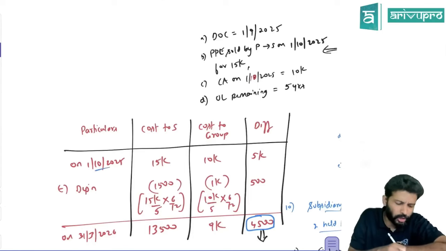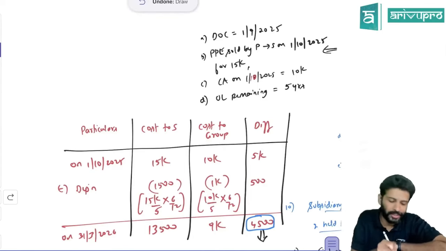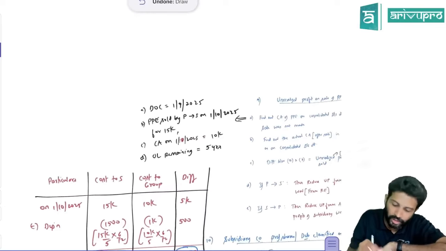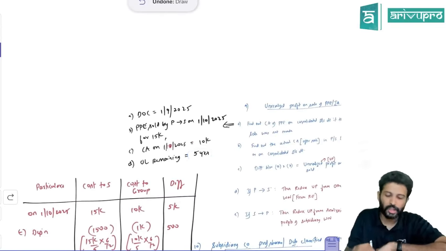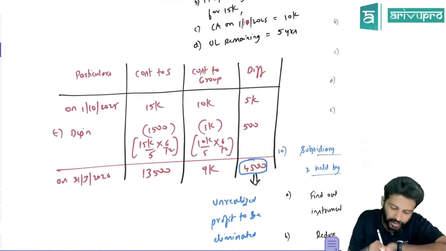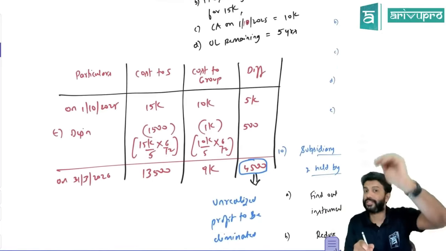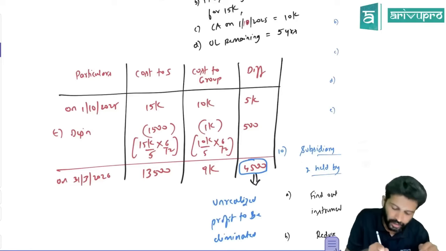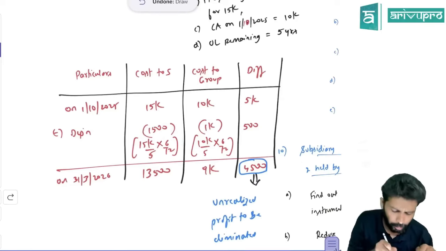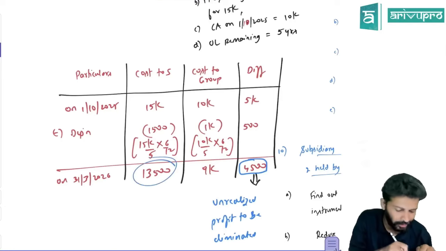If the subsidiary company has purchased the PPE, obviously they will depreciate it. They purchased on 1st October and the year ends on 31st March, so they'll depreciate for 6 months. What is the useful life remaining I've given? 5 years. Residual value is not given, so 15,000 minus 0 divided by 5 will be 3,000 depreciation every year. Here depreciation will only be for 6 months, which will be 1,500. So the carrying amount of this asset in the subsidiary's books will be 13,500.